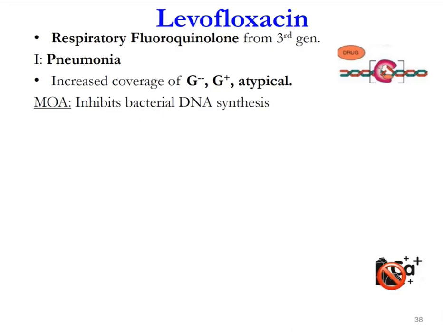This is an entirely different class. Earlier we learned penicillins, cell wall synthesis inhibition. Second class was macrolide, that was protein synthesis inhibition, 50S ribosome. And third class was tetracyclines, 30S ribosome inhibition. Fourth drug class is fluoroquinolone. Mechanism of action is entirely different.